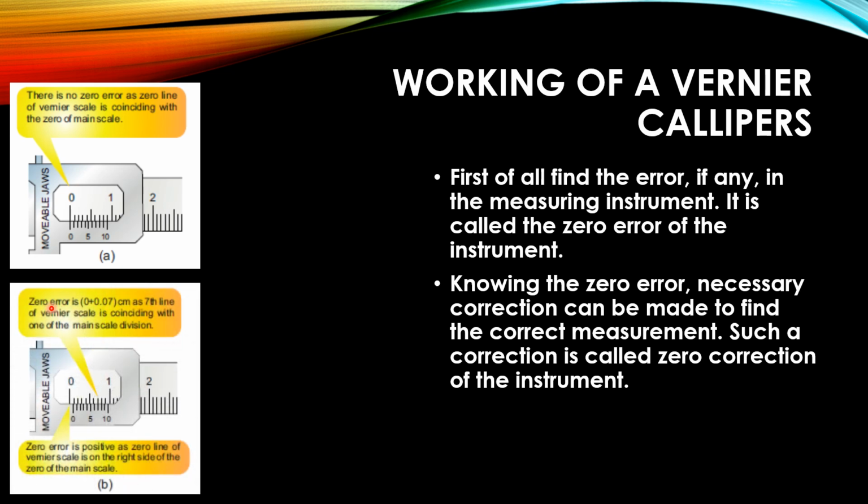In the next figure, the zero of the vernier scale is at the right hand side of the zero of the main scale, which shows that there is an error. Which kind of error is there? Such kind of error is known as positive zero error.